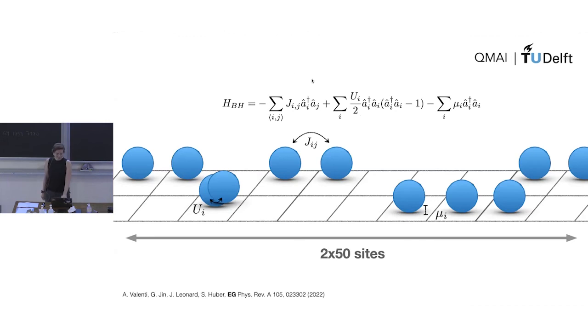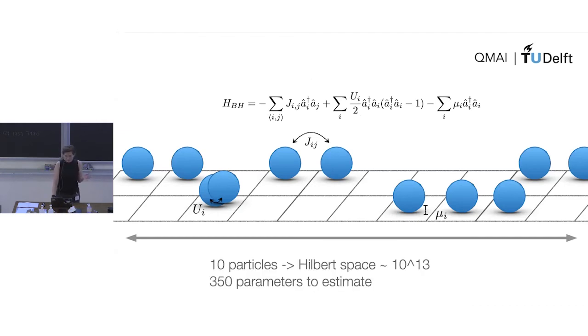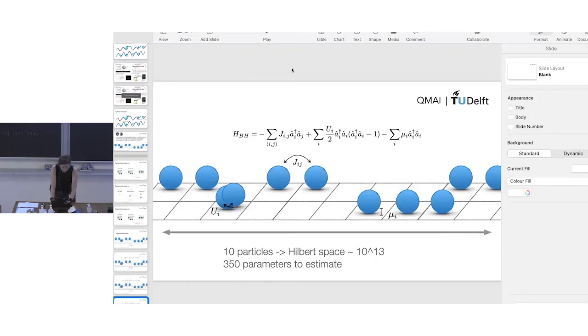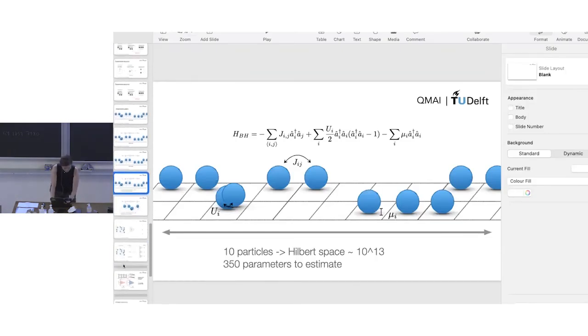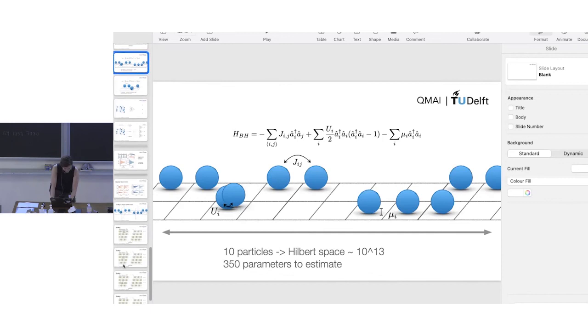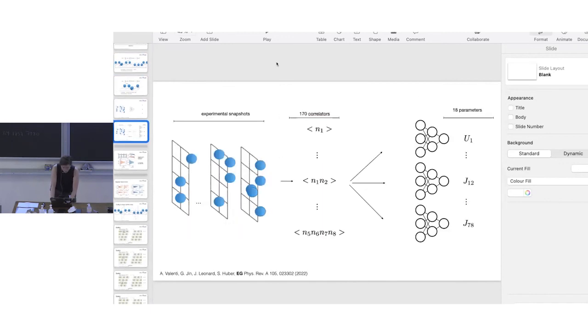Because what happens in practice is that each of these lattice sites has its own parameter. So already if I put 10 particles into a 2 × 50 lattice, suddenly I have 350 parameters to estimate. I was seeing my 5 minutes warning, so maybe what I want to do is to move this forward a little bit.